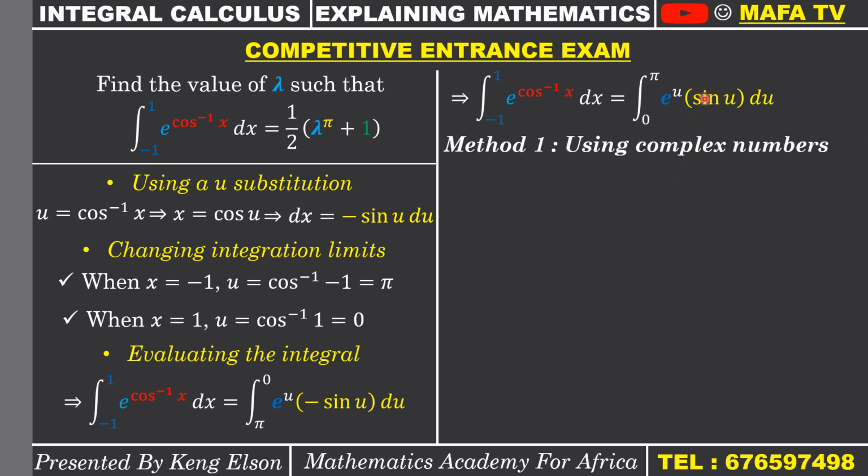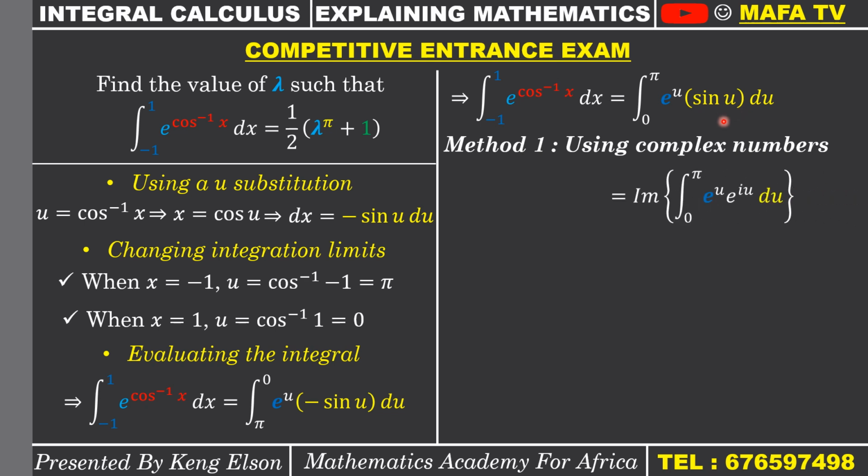So we can identify that the sine of u can be written as an exponential function, knowing fully well that e to the power iu is equal to cos u plus i sin u. It therefore means that sin u is just the imaginary part of cos u plus i sin u. If I give you cos u plus i sin u, the imaginary part is sin u. So I'm going to replace sin u here with the imaginary part of e to the power iu.